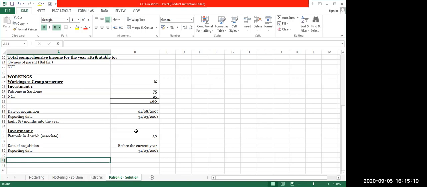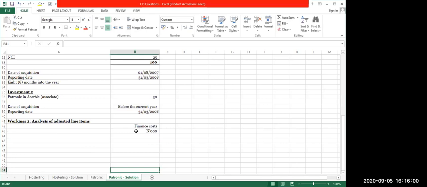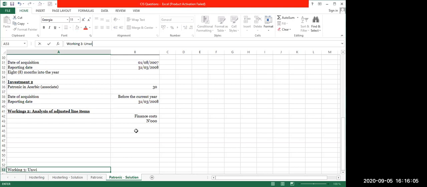Our typical workings too is analysis of adjusted line items. So remember, when calculating goodwill, what are the ingredients? Number one is consideration transferred. And we have seen that the company had a deferred consideration. So since there is a deferred consideration, there's what is referred to as unwinding of discount. So finance costs will be affected. How then do we calculate this unwinding of discount? We'll calculate that in working three. Unwinding of discount.